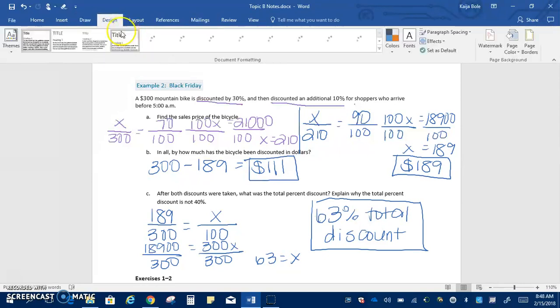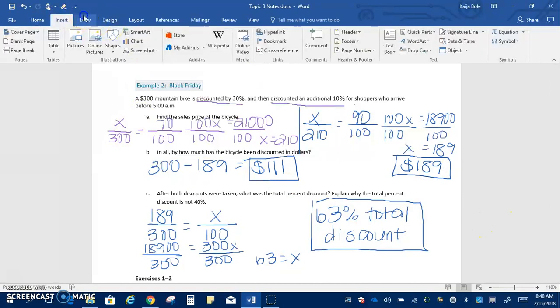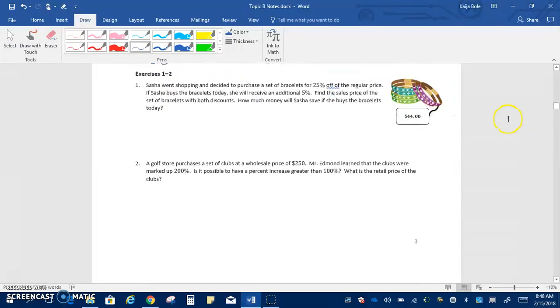Alright, so we're going to do a few more here. Number 1 here says, Sasha went shopping and decided to purchase a set of bracelets for 25% off of the regular price. If Sasha buys the bracelets today, she will receive an additional 5%. Find the sales price of the set of bracelets with both discounts. How much money will Sasha save if she buys the bracelets today? So the cost is over here in the picture. They are $44.